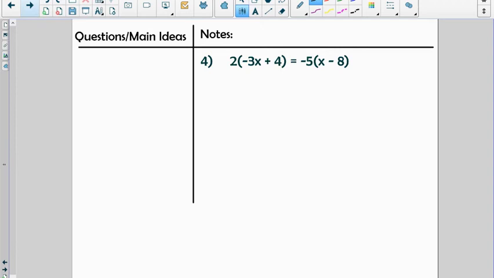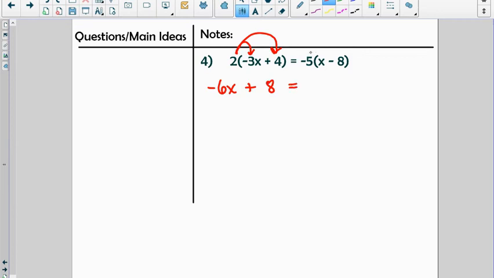All right, our final example. This one has parentheses on both sides of the equation. We're going to need to distribute on both sides. On the left-hand side, we start by multiplying. 2 times negative 3x is negative 6x. Then we multiply 2 times positive 4, and we get positive 8.